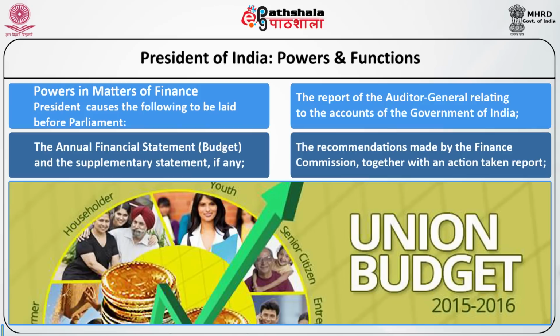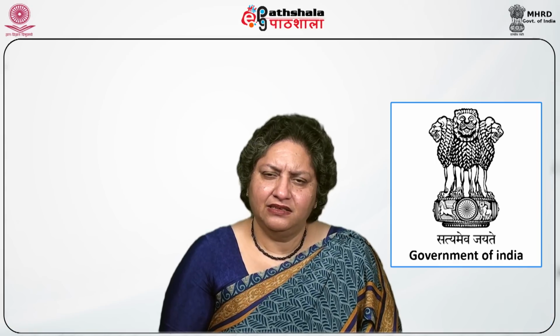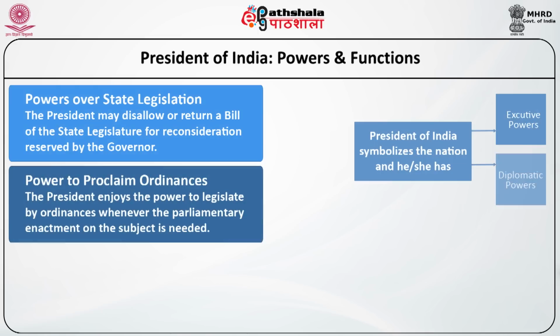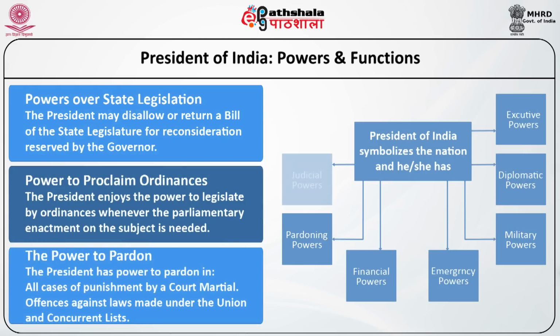The President of India has power over state legislations as well. A governor can reserve the bill for the consideration of the President. Nowadays, the governments take recourse to ordinances, and the President has power to promulgate ordinances whenever the Parliament is not in session. The President also has the power to pardon in case of death penalty, in case of court-martial, and offences made under law in the union and the concurrent lists.